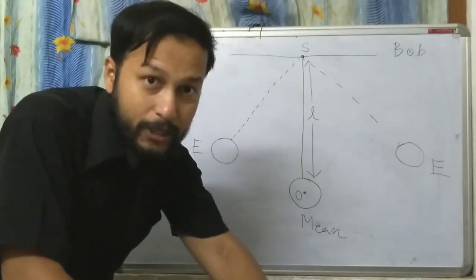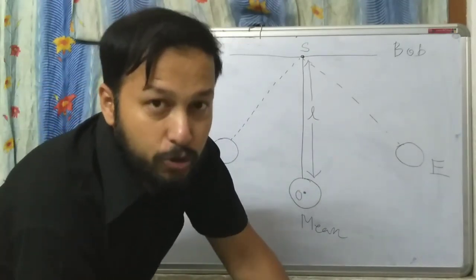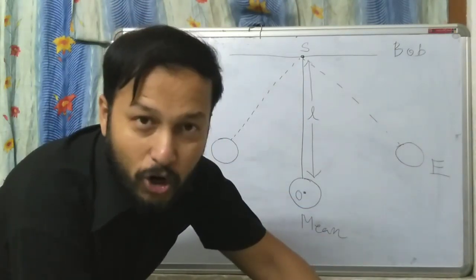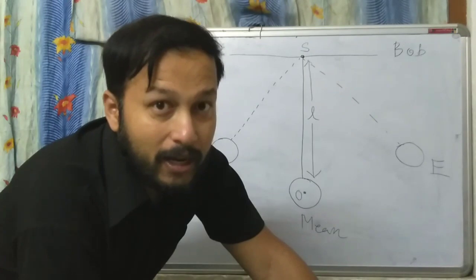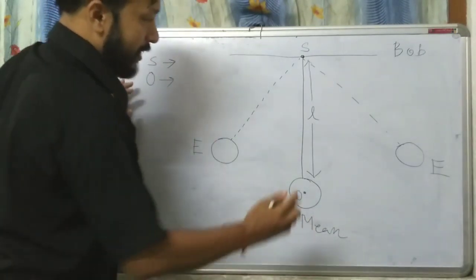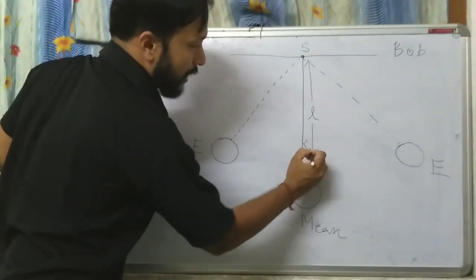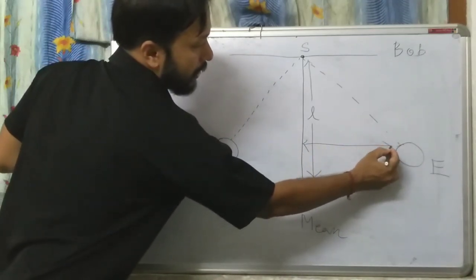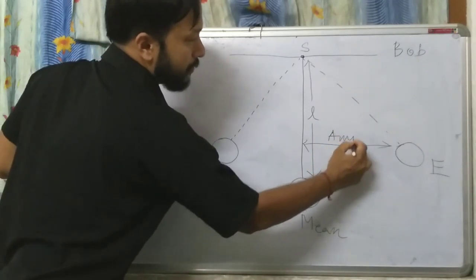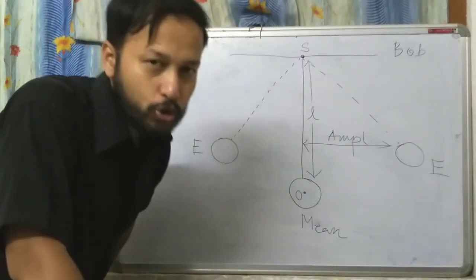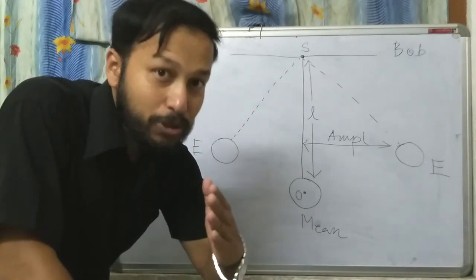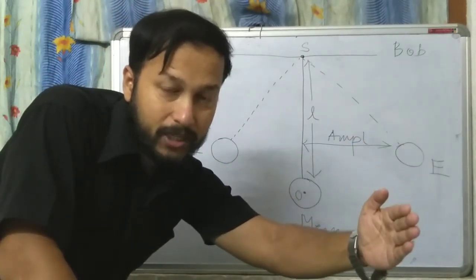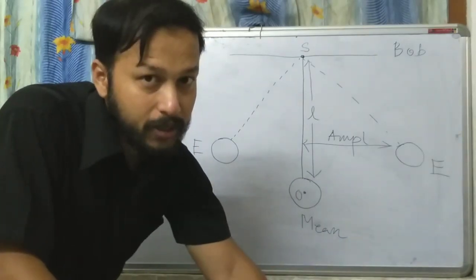Now, one more thing I told you, that the displacement between mean position to extreme position is called amplitude. The displacement between the mean position to extreme position, this one, is called amplitude. So what is amplitude? Amplitude is the displacement between mean position to extreme position.